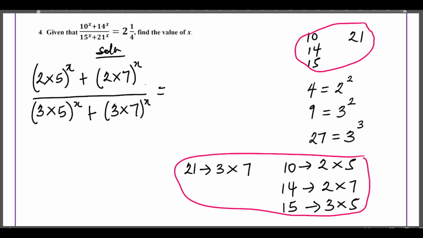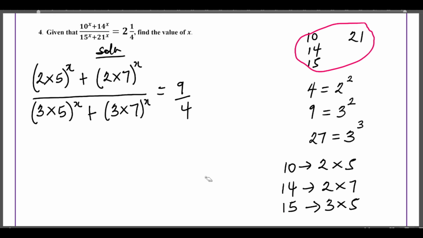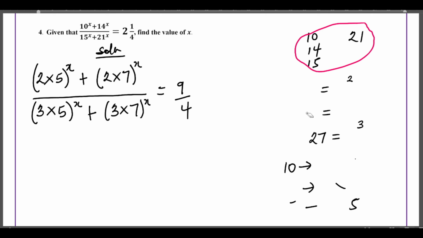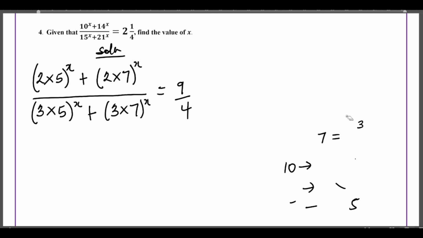The whole of this must be equal to, now we are going to change 2 whole number 1 out of 4 into improper fraction. So that will be 9 out of 4. So that is the first step. Now, what do we do next?